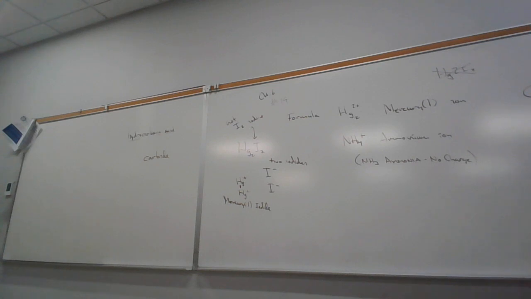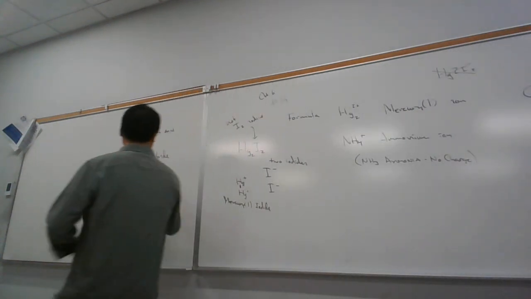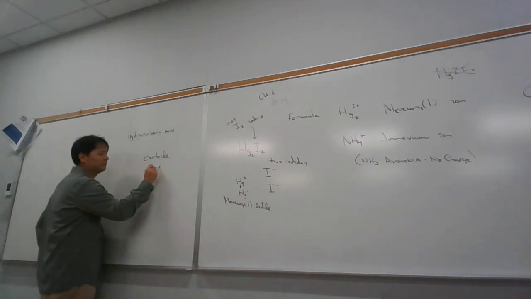We can see that from the periodic table. Carbon's in this central position where it could either gain or lose 4. If it gains 4, it'd be like neon. If it loses 4, it'd be like helium. That's 6. Well, it's an ide. If it's an ide, it's got to be negative. If it's negative, it must have gained 4. And so this would be C4 minus.